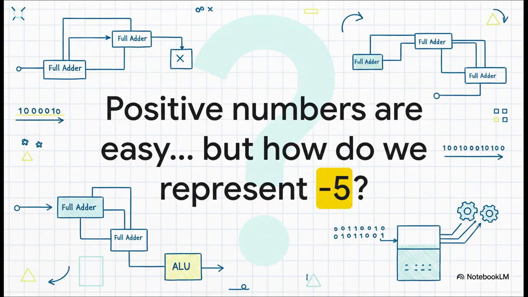I mean, representing the number 5 is easy, right? It's just 101 in binary. But how do you represent -5? You can't just stick a minus sign in front of the bits. We need a system that the hardware can actually understand and work with directly.